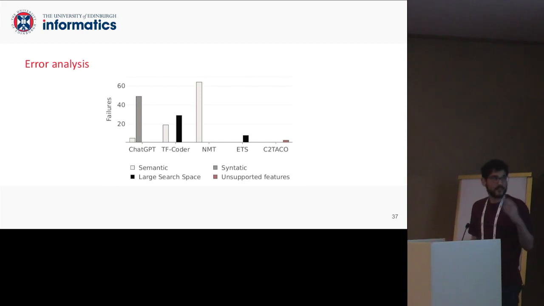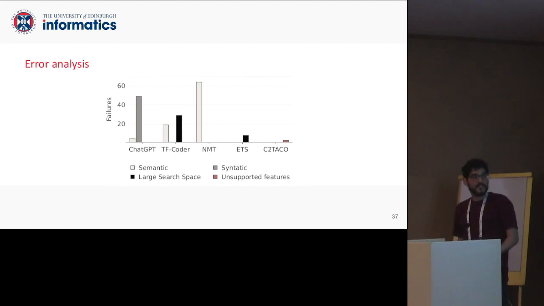And we saw that only ChatGPT produced programs that are syntactically invalid, but again, ChatGPT was not trained specifically for this, it was trained with billions of parameters that are completely general. We have the large search space, which affects the search-based techniques. It's the main reason of failure for TF Coder, and the only failure reason for ETS.